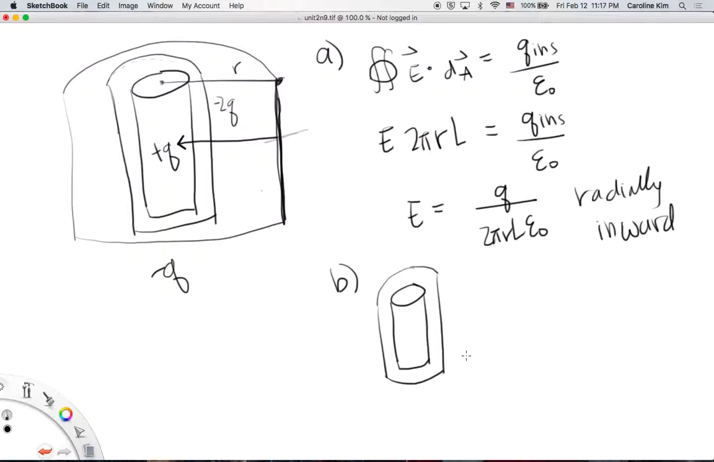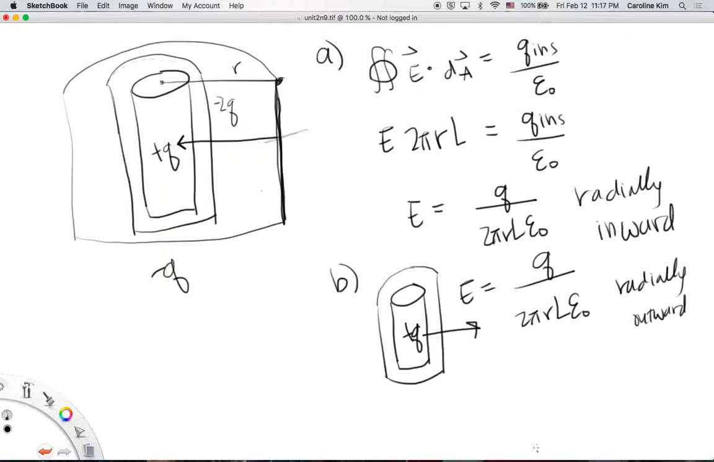So the total charge inside is going to be positive Q this time because it's just a cylinder. So the magnitude of the electric field will be the same, but this time it points radially outward because it's positively charged, so a positive charge wants to go out. So that's part B. And part C says to find the distribution of the charge on the conducting shell.